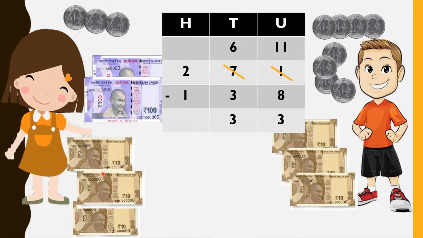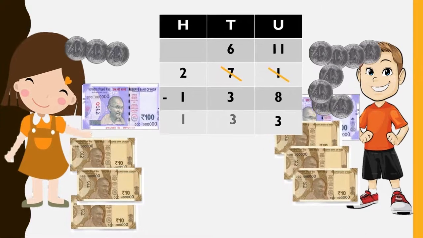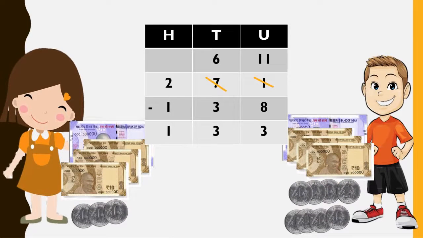Okay. So now in hundreds place, 2 minus 1. So 2 minus 1, what is the answer? 1. Very good. So the girl is left with 133 rupees. That is 1 hundred, 3 tens and 3 units.